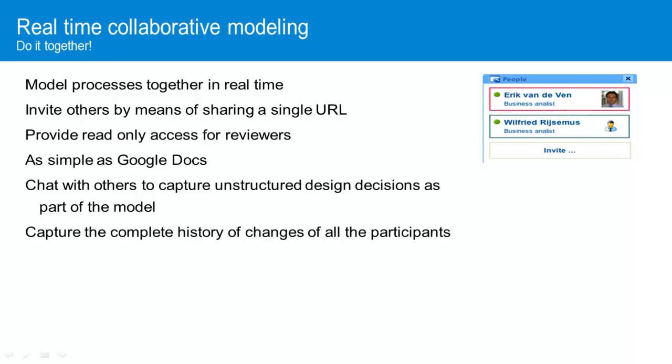If I'm modelling a process and I want to invite somebody to join me in modelling that process, I simply invite them and share a single URL with them, which allows them to join in the modelling of my process. If I want to provide read-only access for people to view a process, for example, to approve it, then again, I can do that via a single URL. It really is very simple, as we'll see in the demonstration.